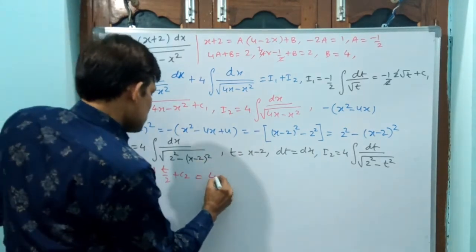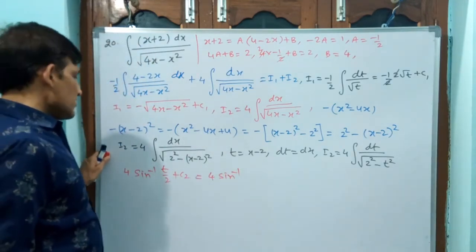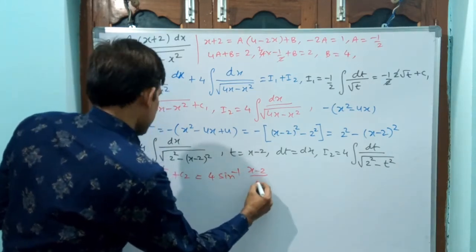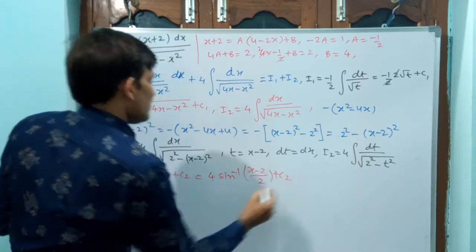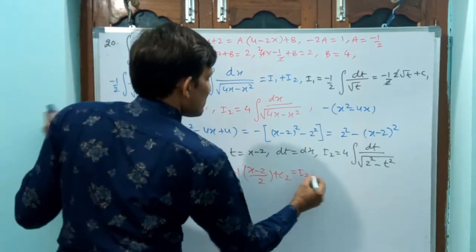That is equal to, because in I2 this is c2. Okay. 4 sin inverse t, t is how much? T is x minus 2. X minus 2 by 2 plus c2. This will be I2, your I2.